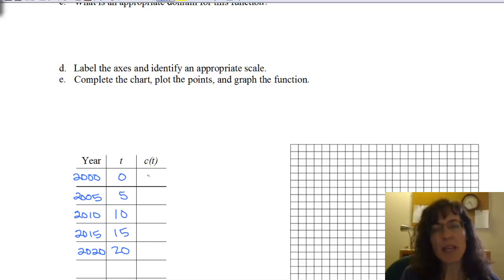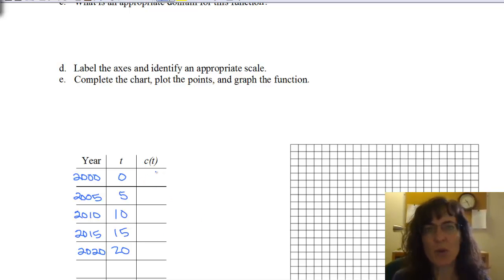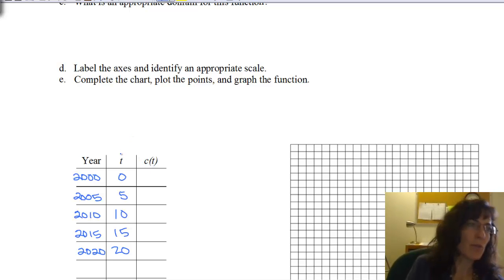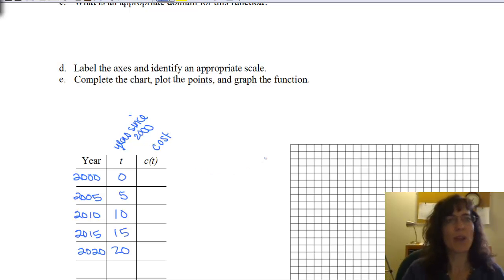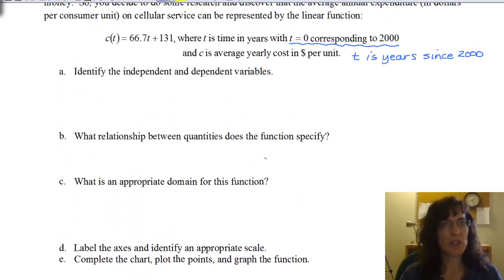Okay, and then the same thing as always, we're plugging in the 0 into the function for t, and this is the years since 2000, and this is the cost. Okay, so let's look back at this function a little bit more.